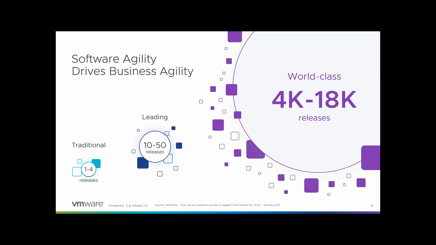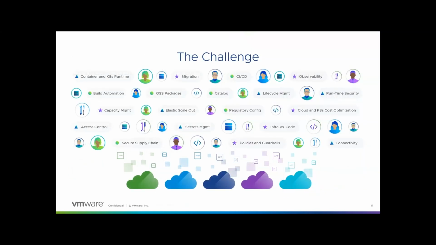But there is a challenge to this. To achieve the software agility, you need to improve developer productivity without compromising the security and the cost. And the challenge here is to choose across many different categories of tools, across multiple clouds, VMs, containers, and to that, different teams. So this is a recipe for complexity and for what we call at VMware cloud chaos.